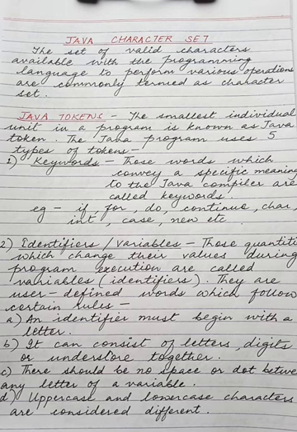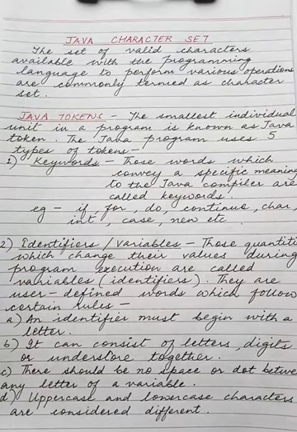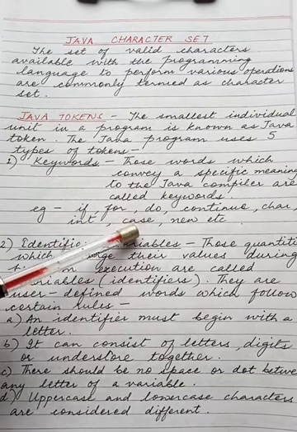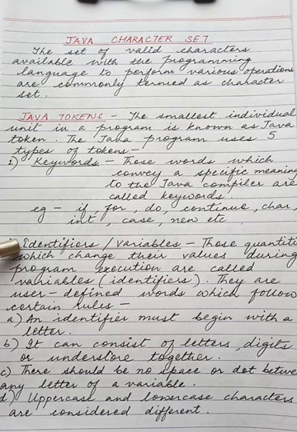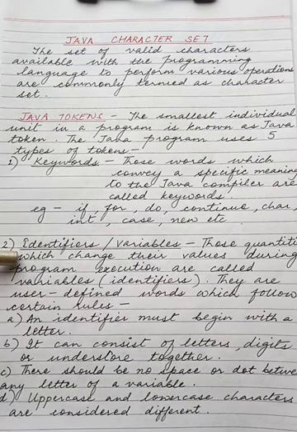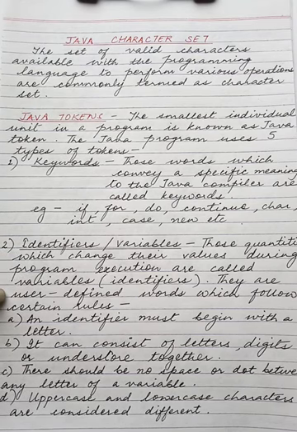The first is keywords. These words, which convey a specific meaning to the Java compiler, are called keywords. For example, if, else, for, do while, continue, int, char, switch case, new, etc. Next Java token is an identifier or a variable. Those quantities which change their values during program execution are called variables. They are user-defined words which follow certain rules.